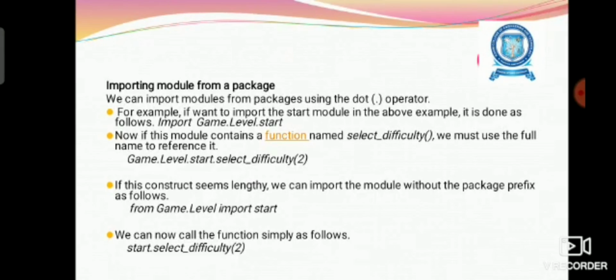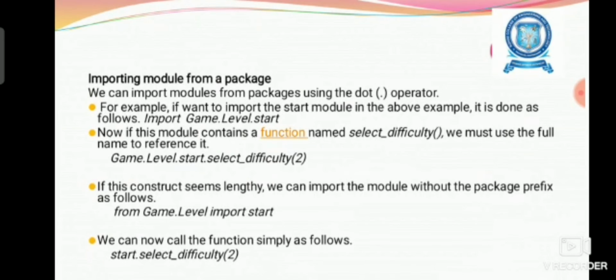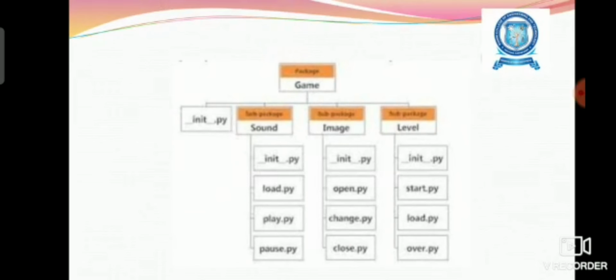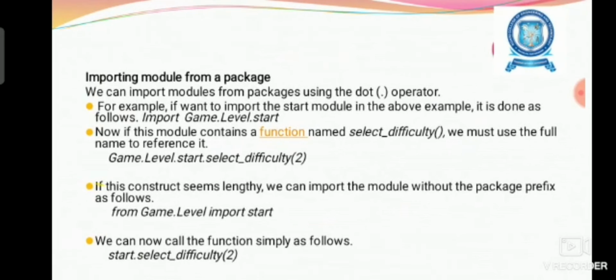Now we are going to see how we can import the necessary methods or packages into the corresponding places. For example, start is one file present under the sub package level. If you want to access the start module, we have to import like this: import game.level.start. Here game is the name of the main package, and level is the name of the sub package in which the start module is available.